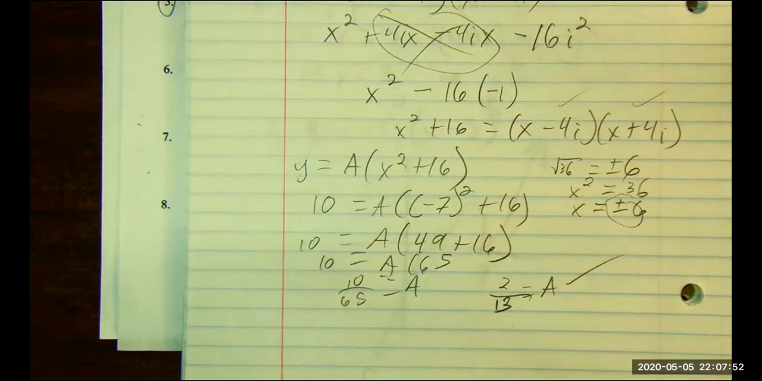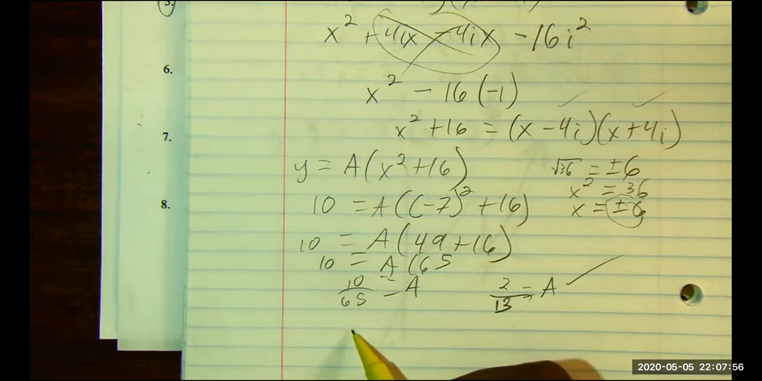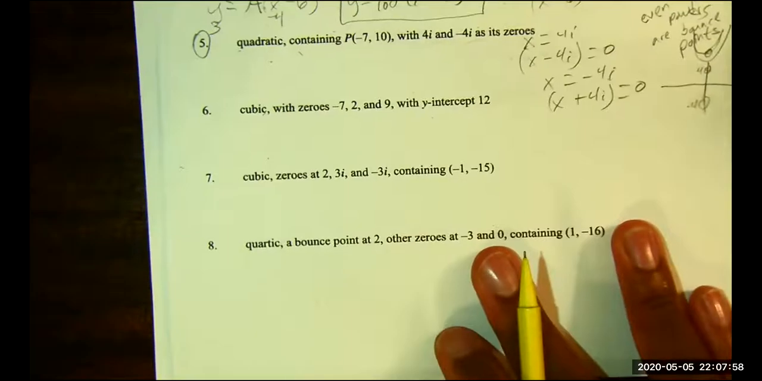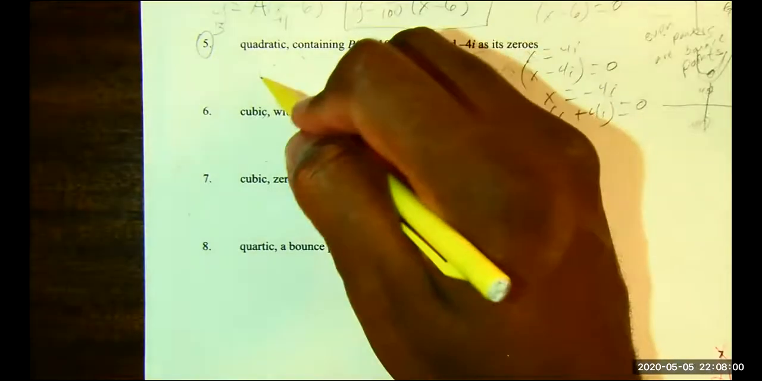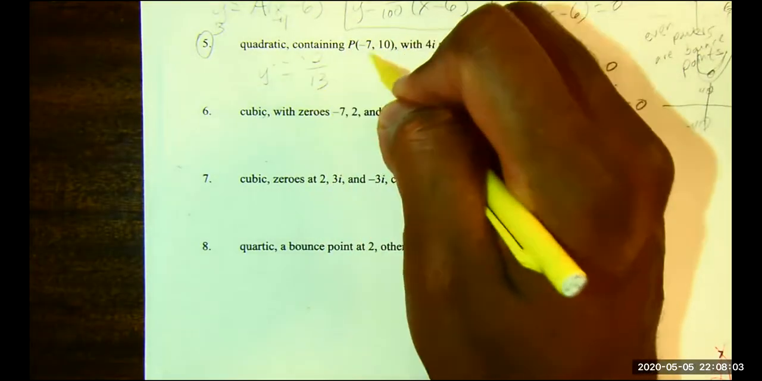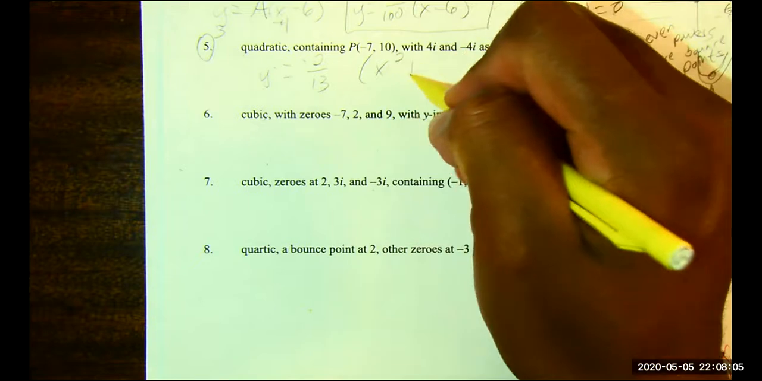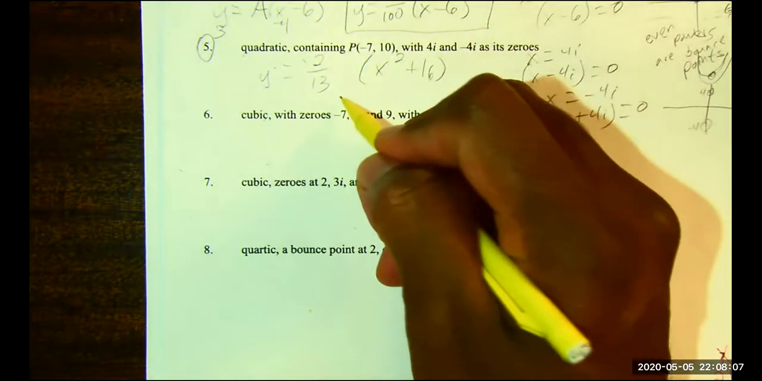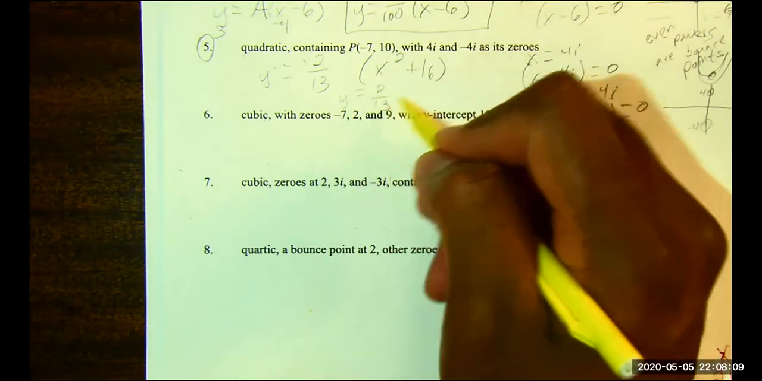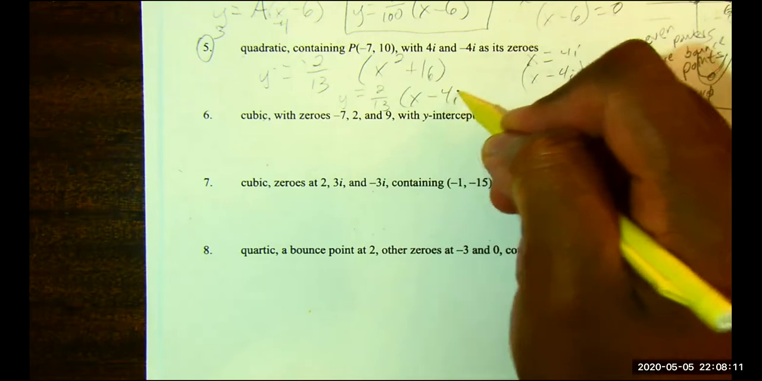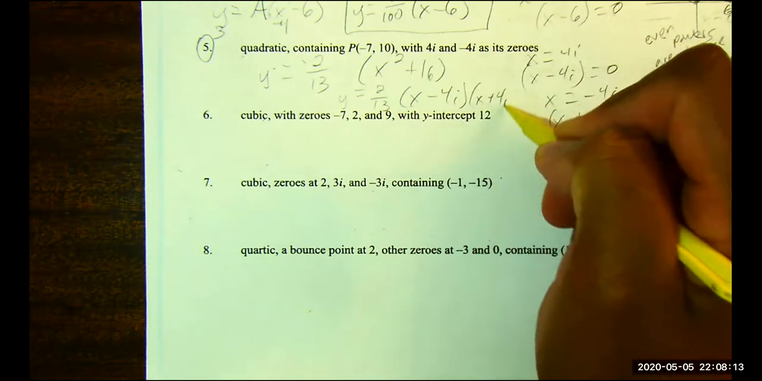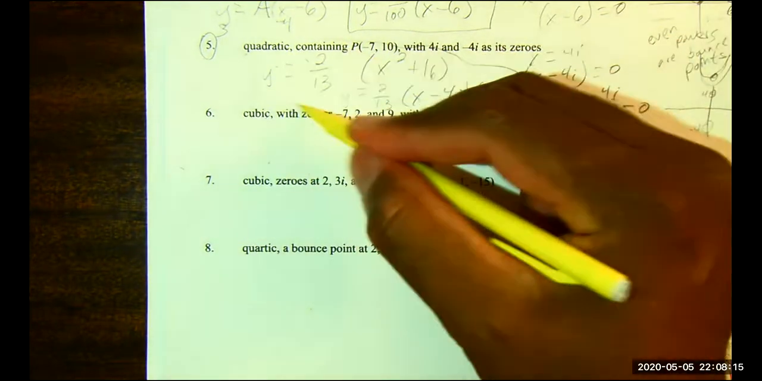2 out of 13, or 2 over 13, that's a perfectly valid number, some decimal. So our answer is, writing everything out for number 5, y equals 2 divided by 13 times, I'm going to go with the x squared plus 16. You can also write it as this. These are both perfectly valid answers.